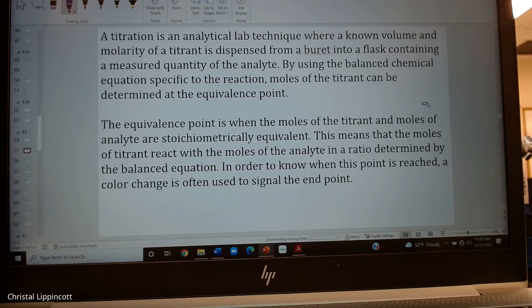So you're going to have this set up. So you're going to have a flask here, usually an Erlenmeyer flask. Then positioned on a stand, you're going to have one of these super long tubes called a burette. Okay. And this stuff here that's in the burette is called your titrant. This is called your analyte because you're analyzing this material and you're trying to figure out its composition. So the equivalency point then is where the moles of this material are equal to the moles of this material. And you'll have some sort of endpoint that'll show you that.